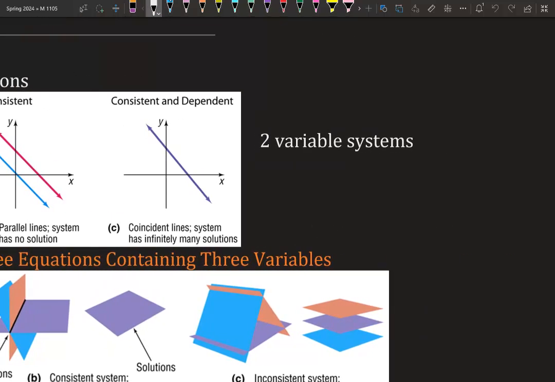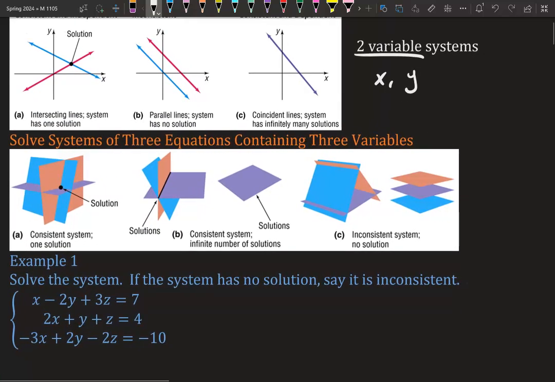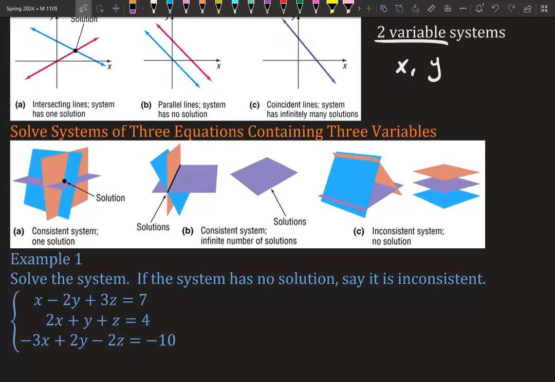2 variable systems, we're actually talking about x and y. So if you have x and y and you have 2 equations. All right, 3 variable systems. This is the first time ever that we're going to talk about a third variable: x, y, now z. When you have 3 variables and graph in a 3D plane, that's what it looks like. You'll learn how to graph that if you go to calculus.